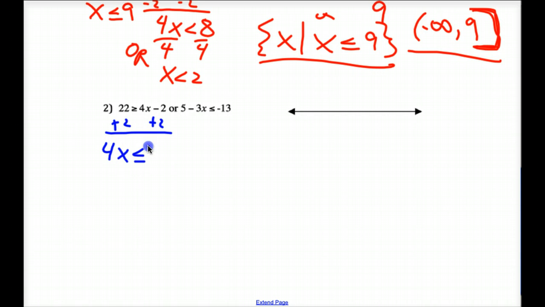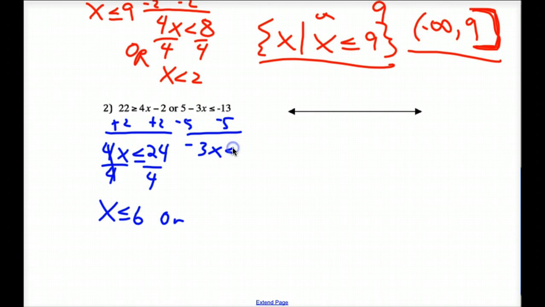4x is less than or equal to 24. I added 2 to both sides, guys, and then I flipped my inequality sign around, not because of dividing or multiplying by a negative, just because I want my variable to be first. So x is less than or equal to 6, or, and there is a flippy over here, x is greater than negative 18 divided by 3, so x is greater than or equal to 6.